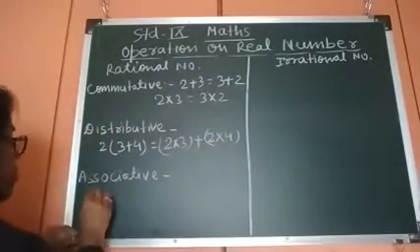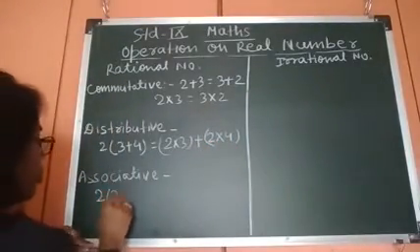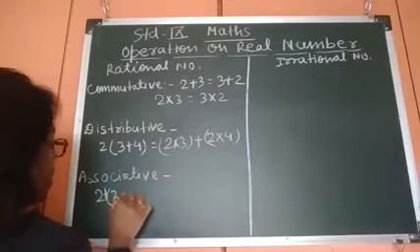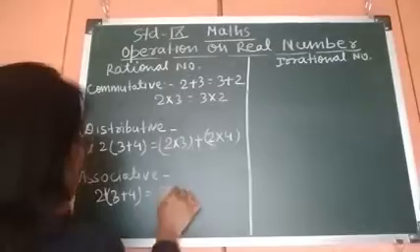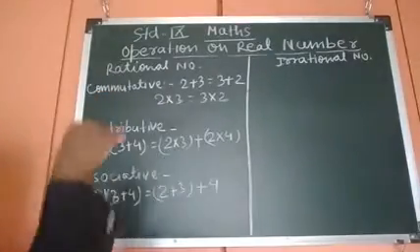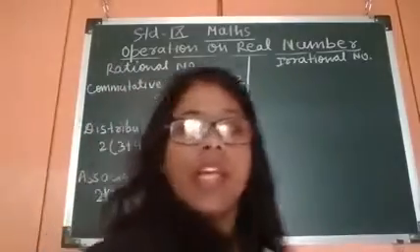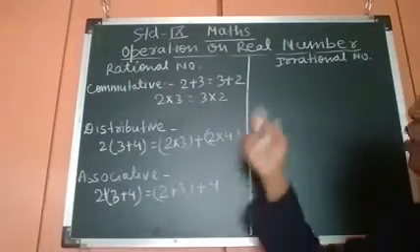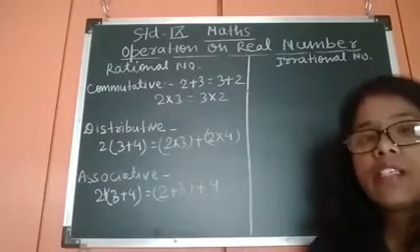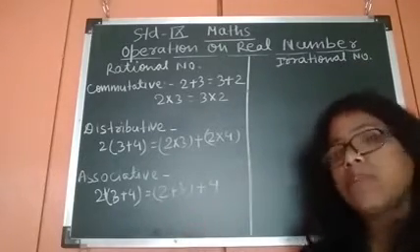Now associative, that is regrouping. So 2 plus (3 plus 4) can be written as (2 plus 3) under bracket and then plus 4. So rational numbers are following all these laws: commutative law, distributive law and associative law. Rational numbers are satisfying all types of laws.